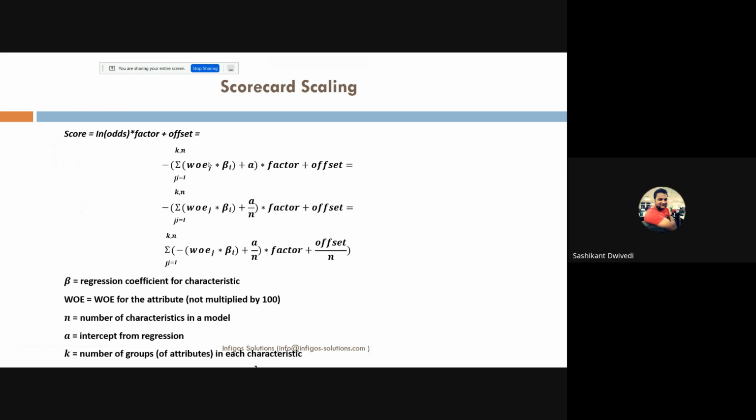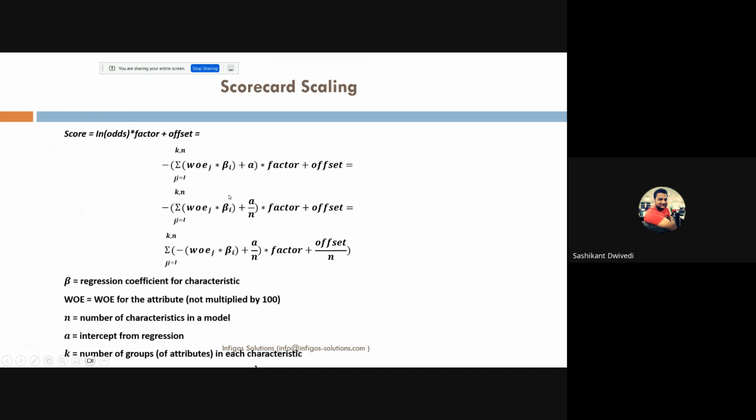Can you repeat once again? The thing is, when you want a score, a higher score means a good score. At the same point of time, when you have probability, high probability means a bad customer. When the score is high, the probability is low, a good customer. So probability and score have a negative relation. Yeah, inverse relationship. Yes. Because of that, the odds have to be reversed here with a negative sign, so that you make that adjustment and the score comes.